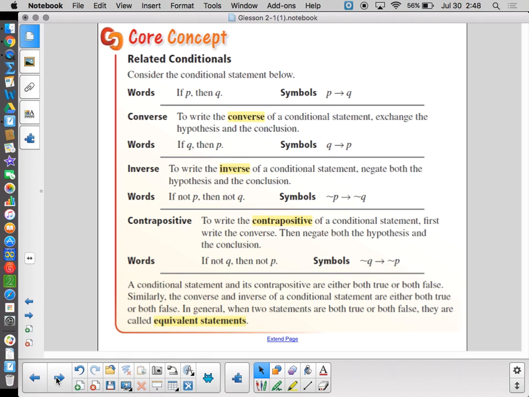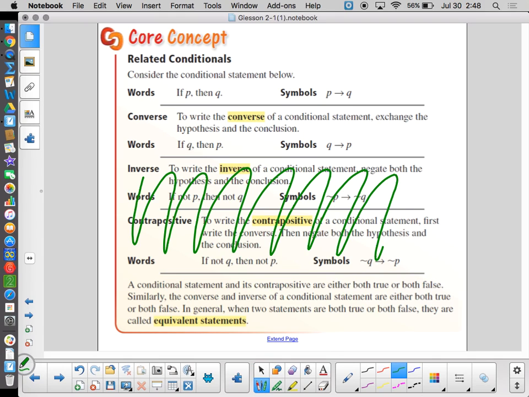Related conditionals. Now we're going to cut this short a little bit. We are not really going to discuss these two so much. We're going to be mainly concerned with a statement and its converse. If we have a statement, if P then Q, the converse switches the hypothesis and the conclusion. The P, which was the hypothesis, becomes the conclusion, and the Q, which was the conclusion, becomes the hypothesis. In symbols, it's pretty clear: P arrow Q, Q arrow P. That's something we're going to be concerned about.